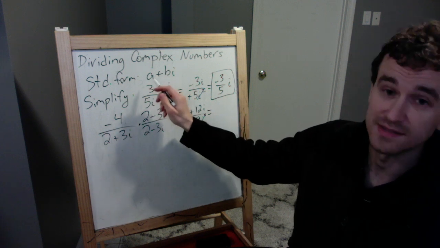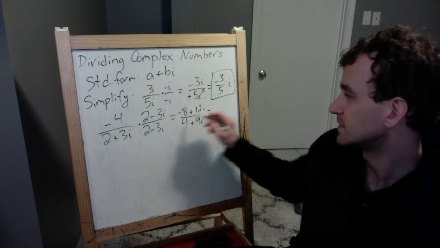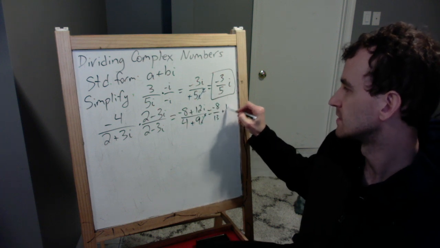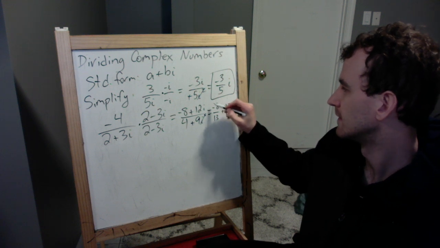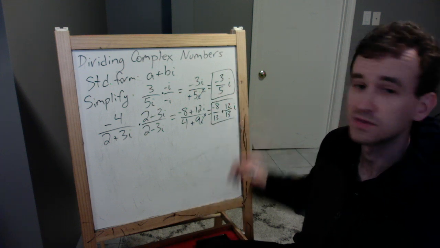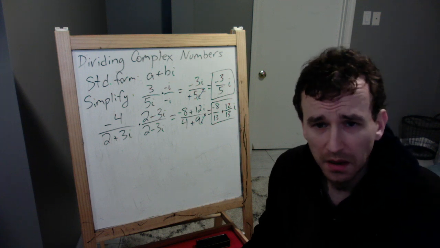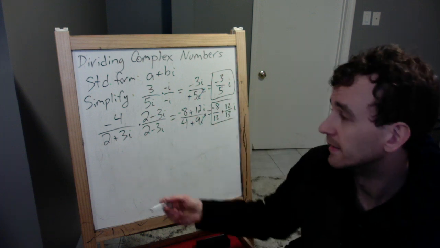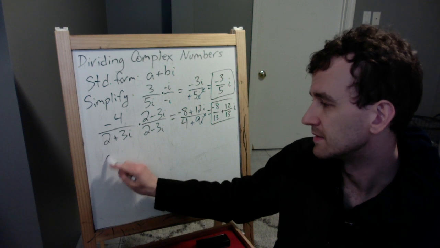And because, again, standard form is a plus bi, we do want to split up this fraction. The denominator is 13, so we've got negative 8 over 13 plus 12 over 13i. Right? And you do that anytime you have a complex number in the denominator. It doesn't matter what's in the numerator. If your numerator is imaginary, you do the same thing.